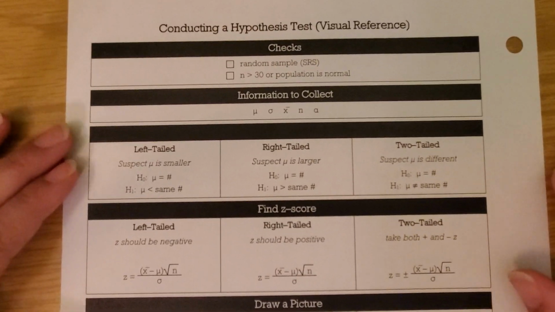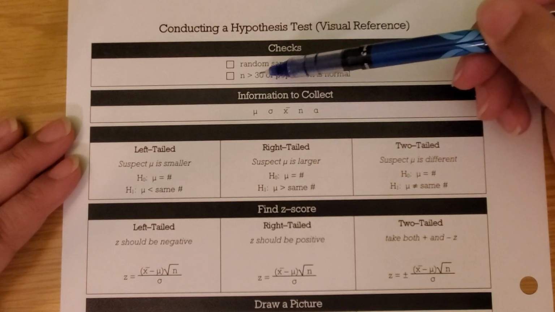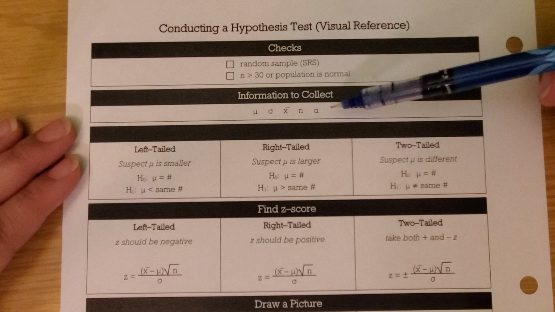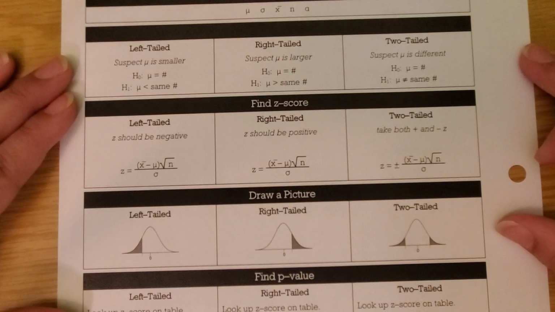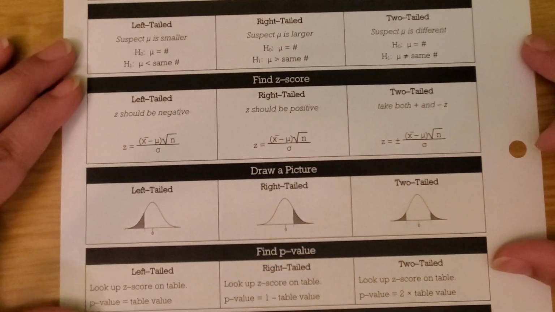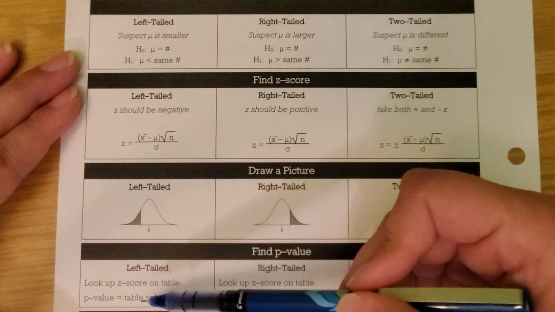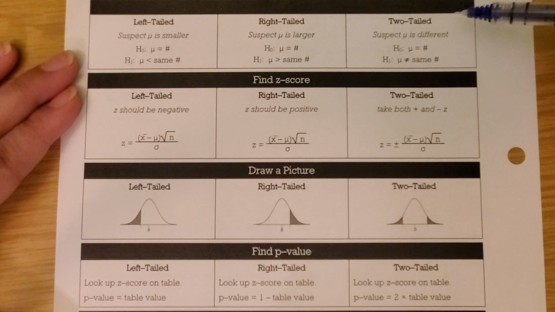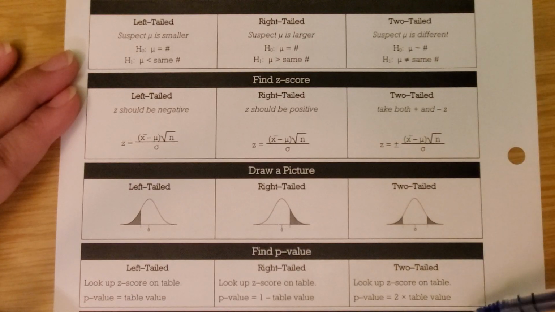If I want to look at a more visual breakdown of this, it's still kind of chart-like. But we've got our checks. Do we have our simple random sample, and do we have our sample size more than 30 or a normal population? Then we collect mu, sigma, x bar, n, and alpha. So we collect all those bits of information. Then depending on the type of test that we're going to conduct, we're going to have a different perspective on this. If we conduct a left-tailed test, we're going to follow these guidelines over here. If it's a right-tailed test, this will give us good guidance. And if it's a two-tailed test, like we're going to do in this video, then we'll follow these steps here on the right. This is what I'm going to be looking at today.